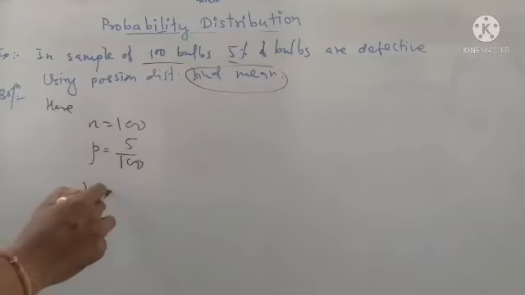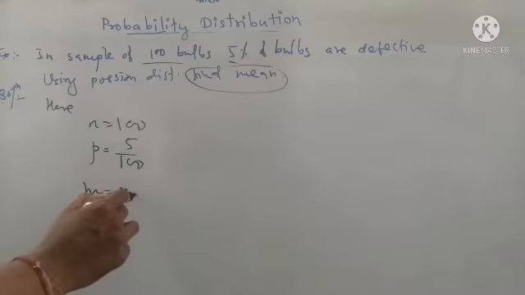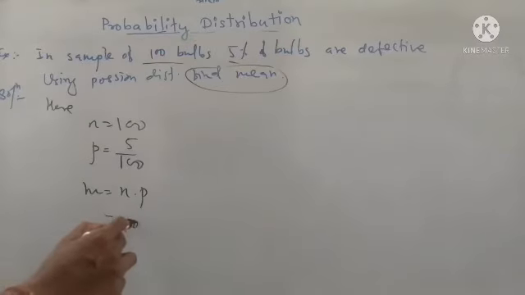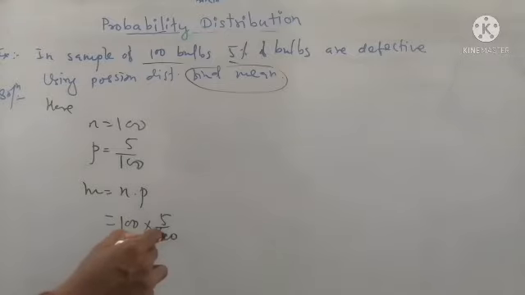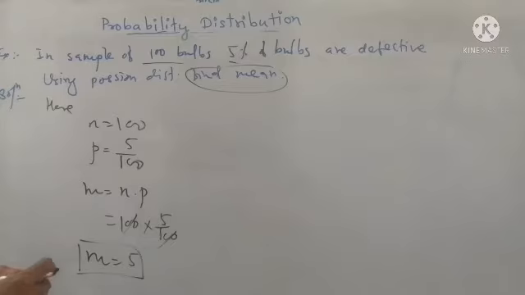So the mean of the distribution using Poisson distribution is n into p. Putting n as 100 and p as 5 by 100, on simplification we get m equal to 5. So the answer is 5.